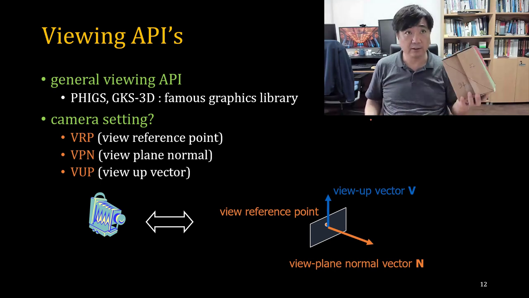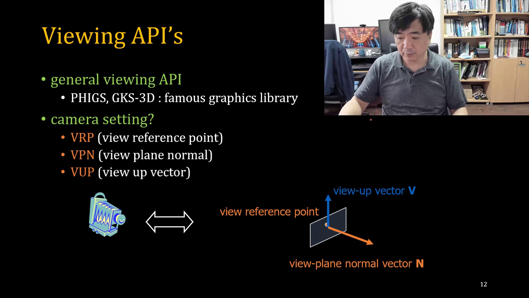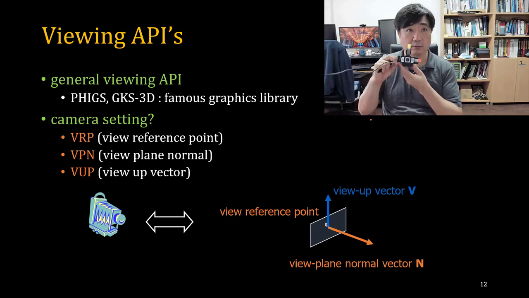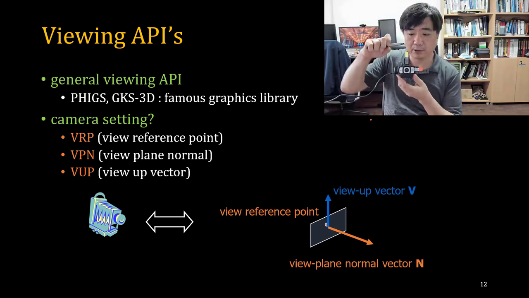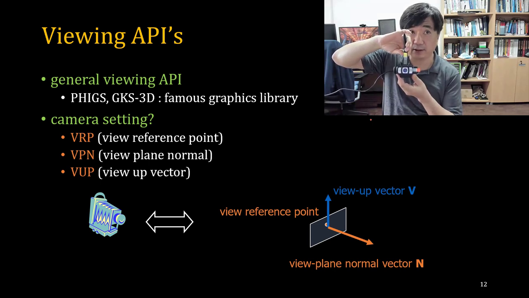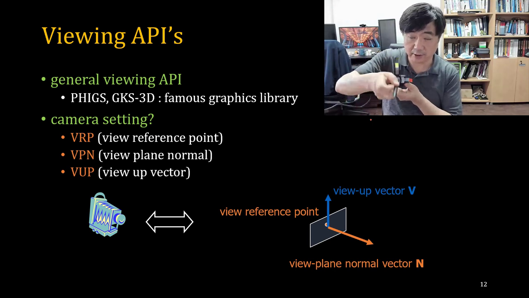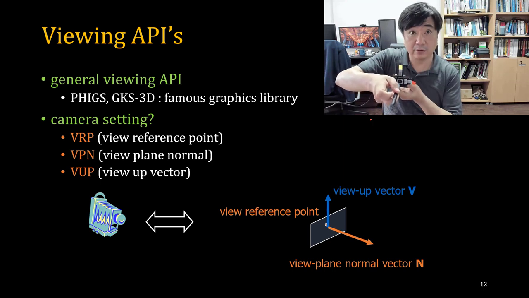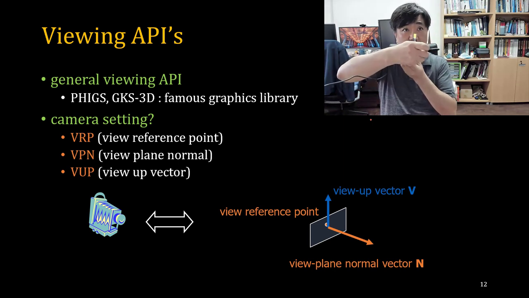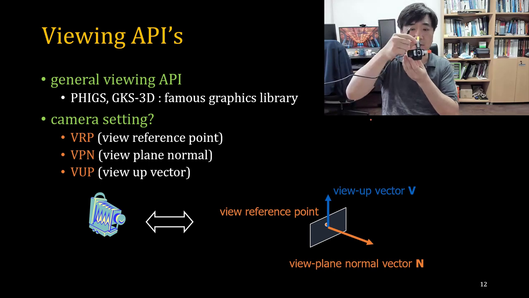So in PHIGS, GKS-3D, in all the APIs, they use three vectors. One is the viewing reference point, for example, the center of the camera position. Okay, camera position first, and then the view plane normal is this direction, the lens direction, and the view up vector is this vector.